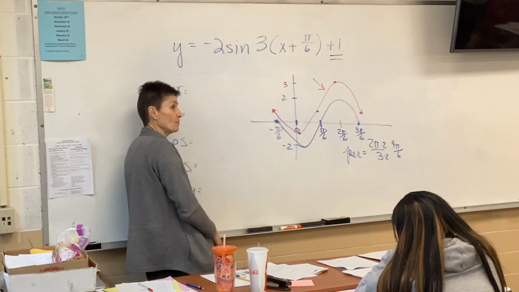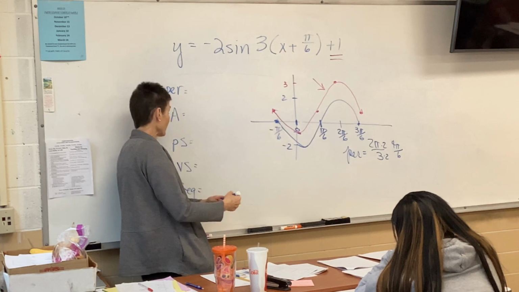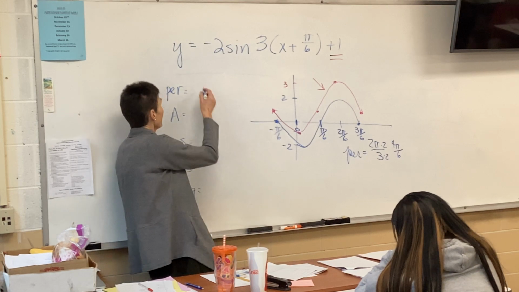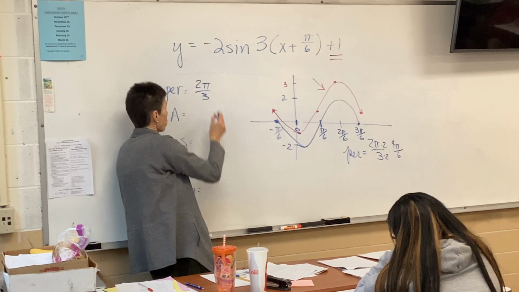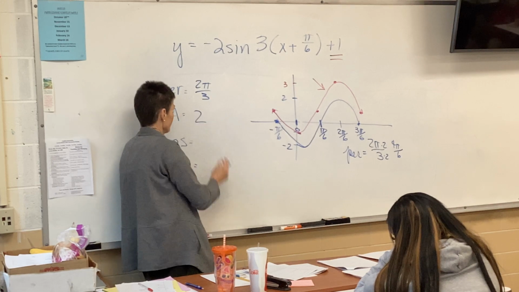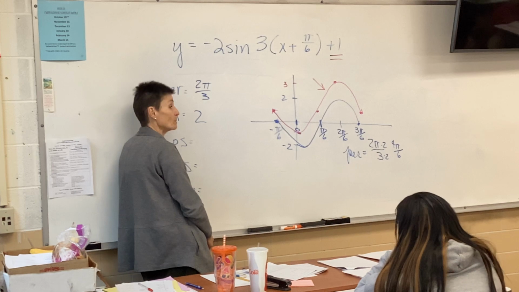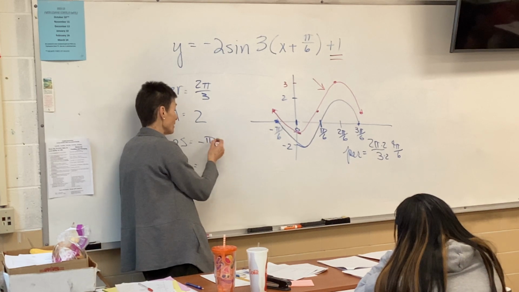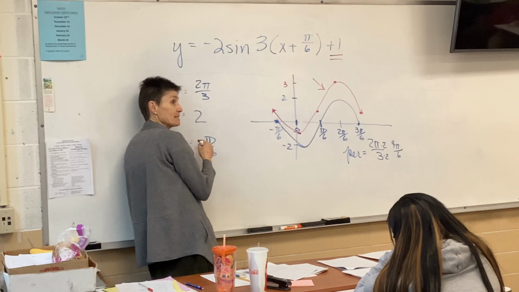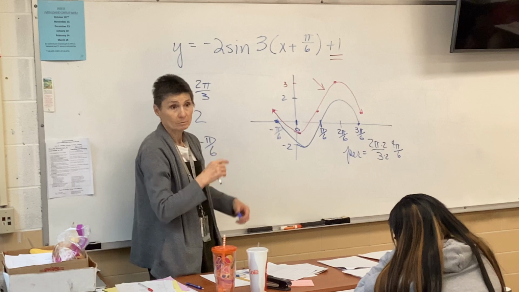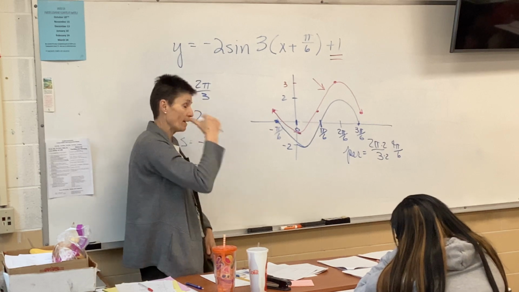Now, we're going to fill in the rest of these. Okay, what can you fill in? What do you know? What's the period? 2 pi over 3. What's the amplitude? 2. What's the phase shift? Another word for horizontal shift. -pi/6. Now, you either have to say negative or you have to say left. So we know that we're going this way.